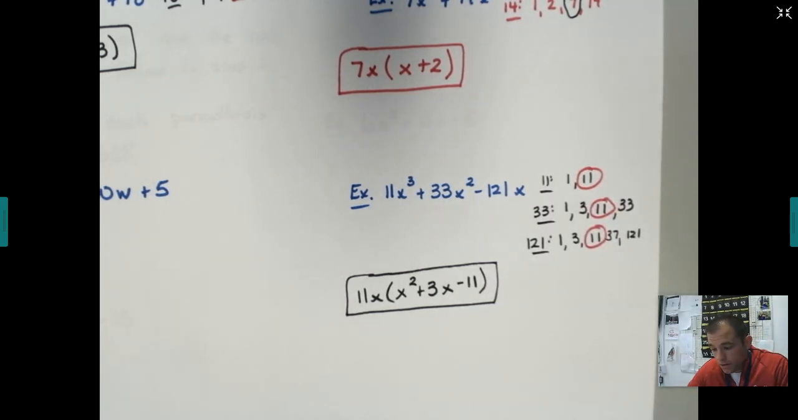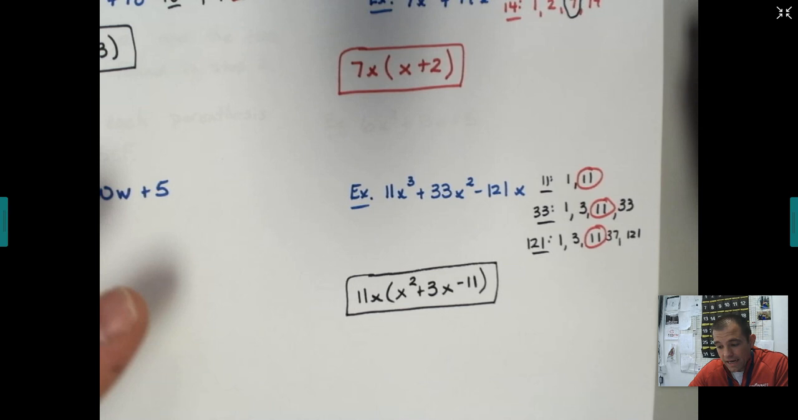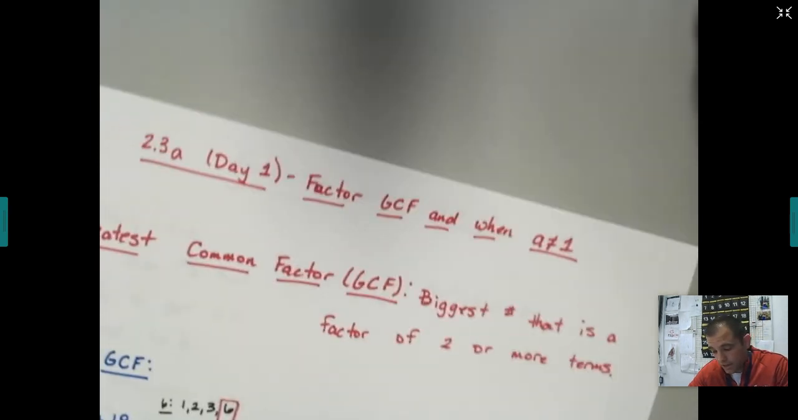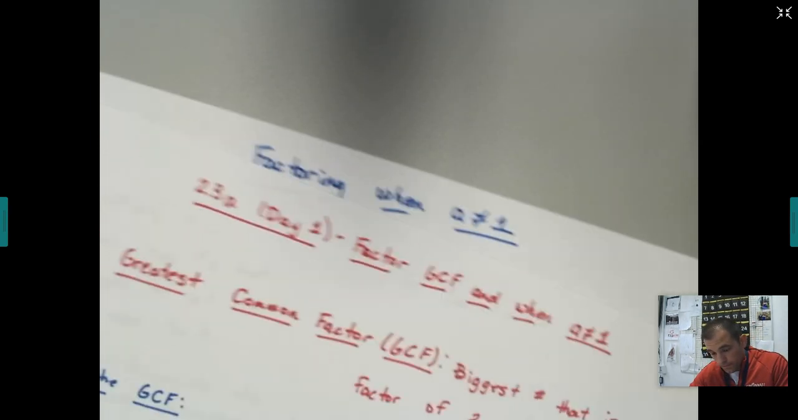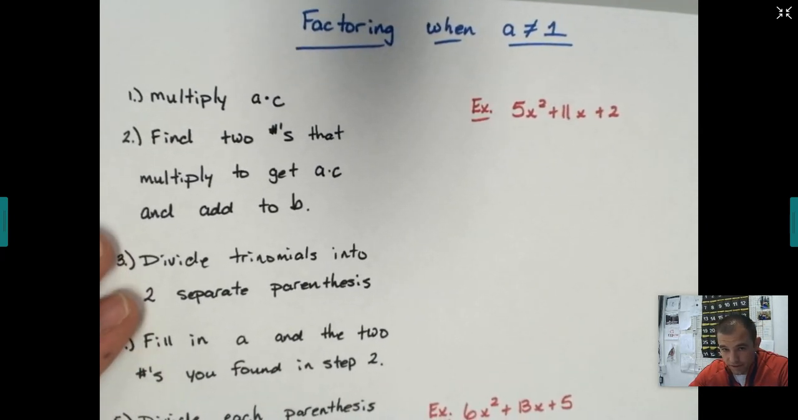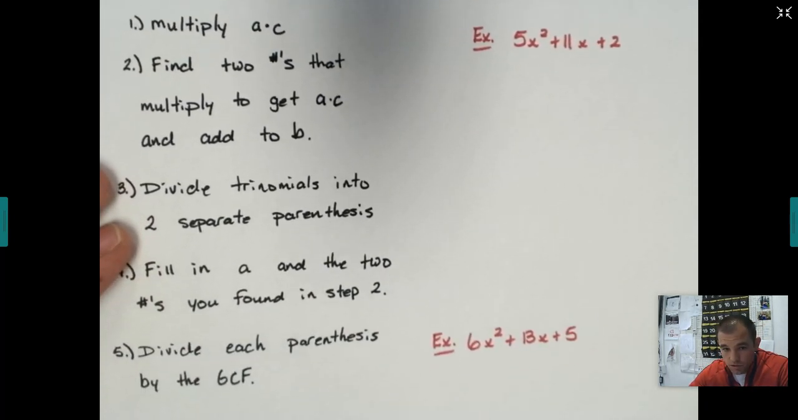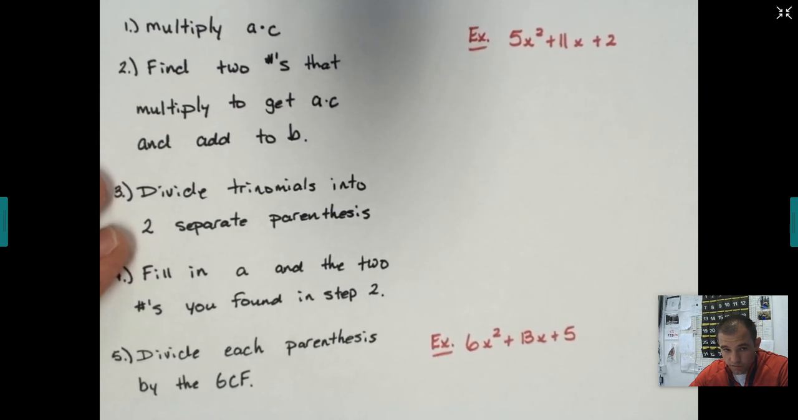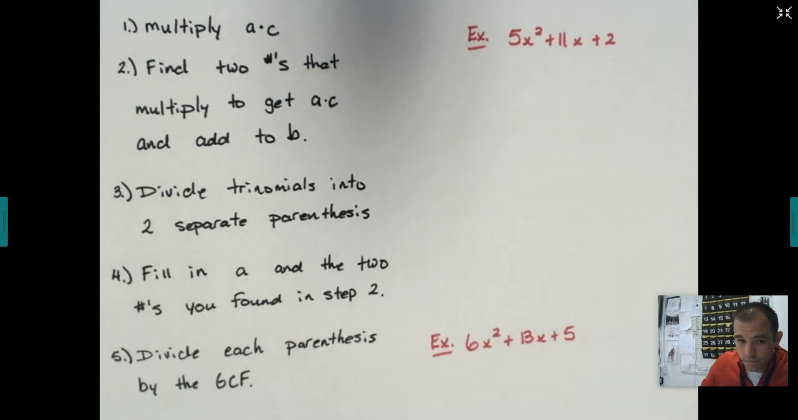All right. Here is the next thing we're going to talk about. Now we're going to factor when a does not equal 1. I wrote out some steps here. So write down those steps for me really quickly, and you can pause it if you need to. Write out these steps, and then we're going to do a problem, because once you do a problem, I think the steps will make sense.